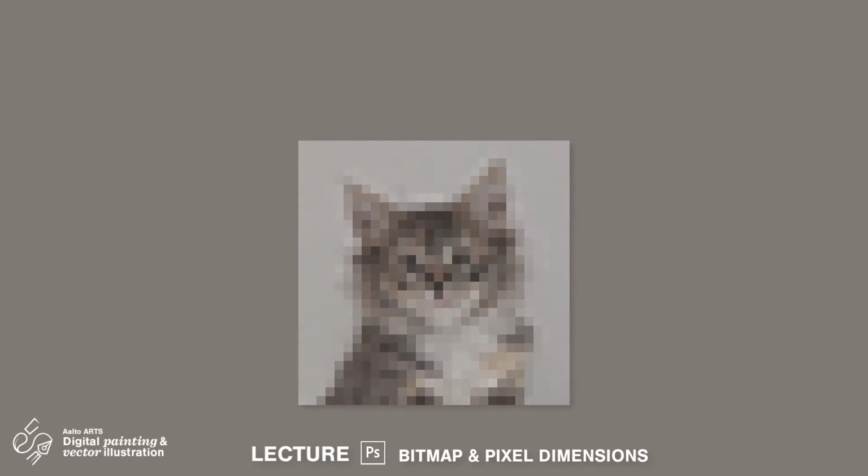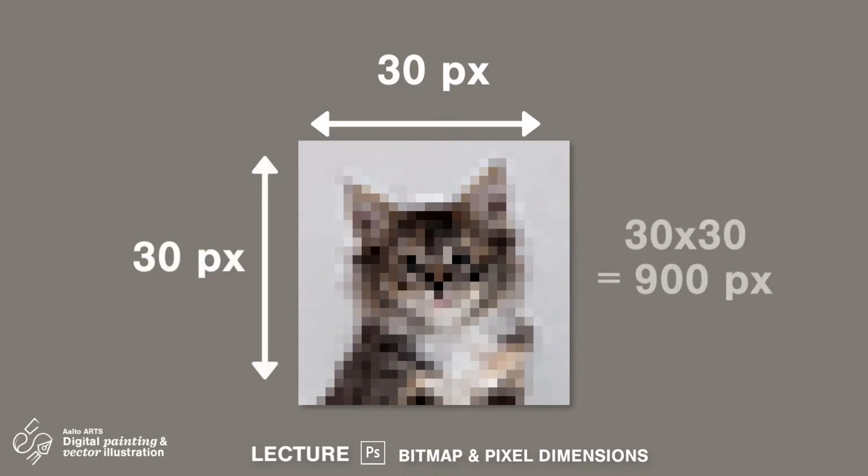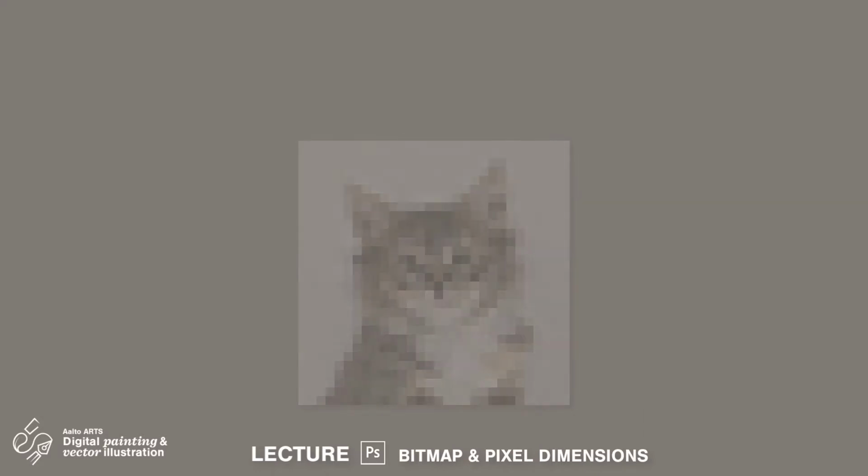The more pixels you have, the more defined the image is. This example is 30 pixels wide and 30 pixels high. Altogether 900 pixels. The quality of the image isn't that good. On this example, you can easily see how the pixels form the image.